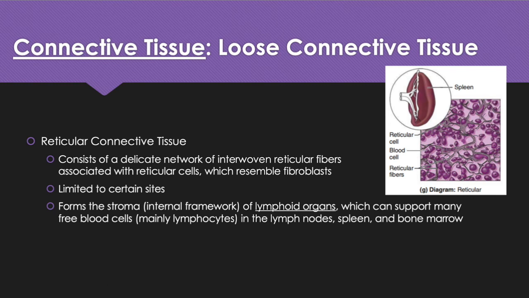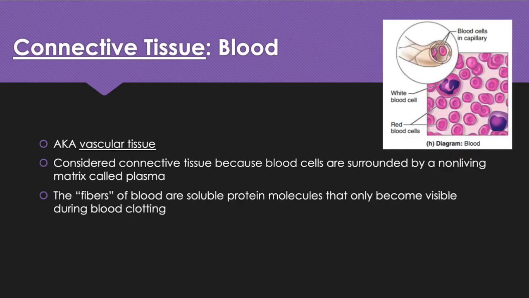And then finally we have our last kind of connective tissue, which would be blood. This is also called vascular tissue. The reason why it is considered a connective tissue, it is the only fluid tissue in our body. I should point that out as well. The reason why it's considered connective tissue is really just because your blood cells, so those red blood cells, white blood cells, and platelets, are surrounded by a non-living matrix, which is kind of the defining characteristic of connective tissue. But in the case of blood, we call that plasma.